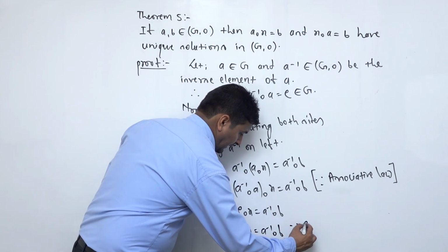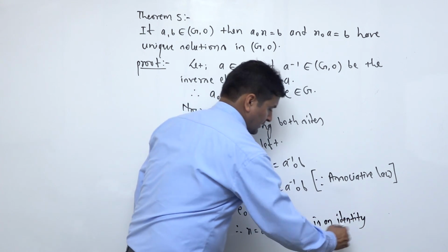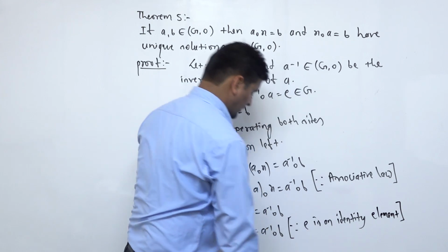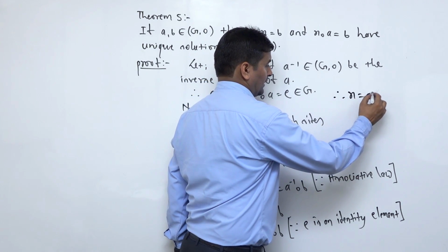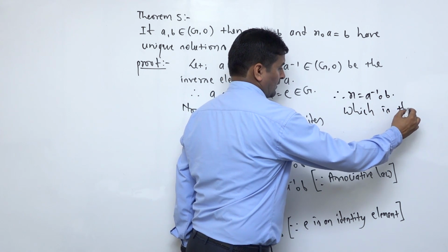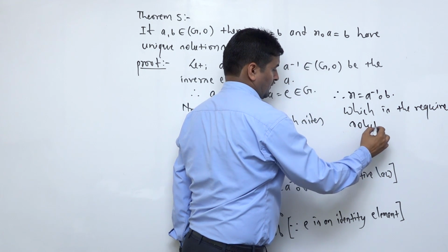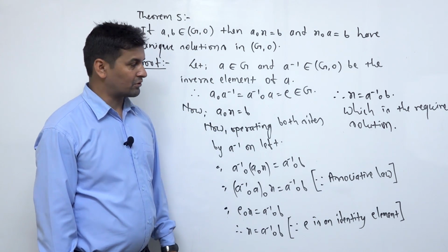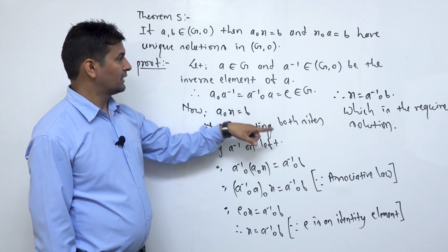Since e is an identity element, x equals a inverse not b, which is the required solution. x equals a inverse b is the required solution. Now we have to show that this solution is unique.